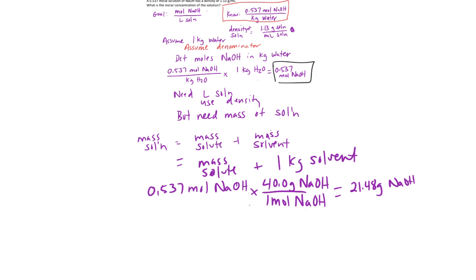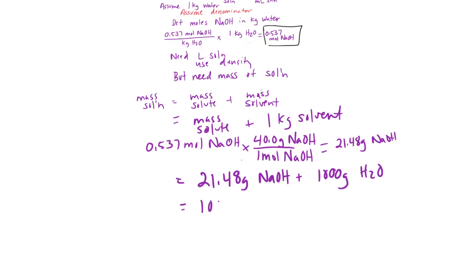All right, so we have our mass of our solute, we have our mass of our solvent. I have kilograms and grams, so I'm going to take my 1 kilogram and convert that to grams. So that's 1,000 grams. So we have 21.48 grams of sodium hydroxide and 1,000 grams of water. So now if we add those together, we get a mass that is the mass of the solution.